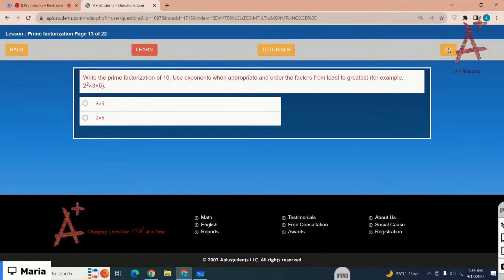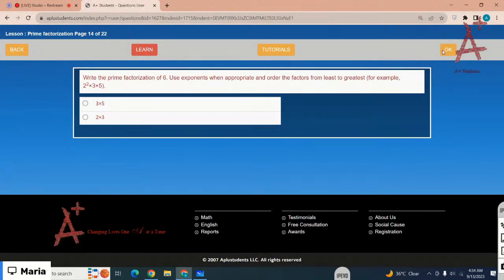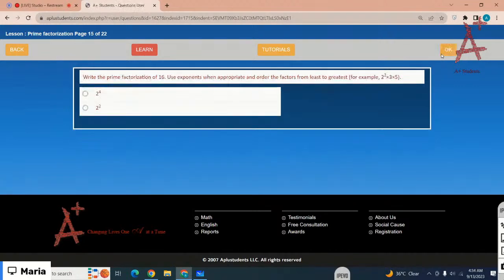Write the prime factorization of 10, which is the correct option. Yes, that would be 2 times 5. Write the prime factorization of 6, which is the correct option. That would be 2 times 3 is 6. Okay, you can complete the lesson by yourself later today.